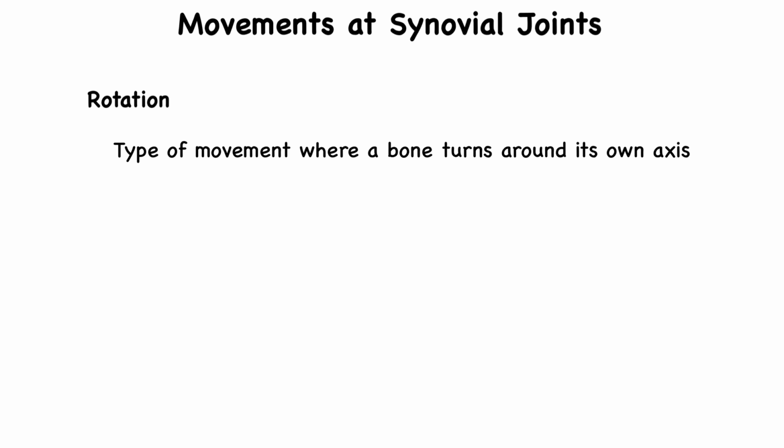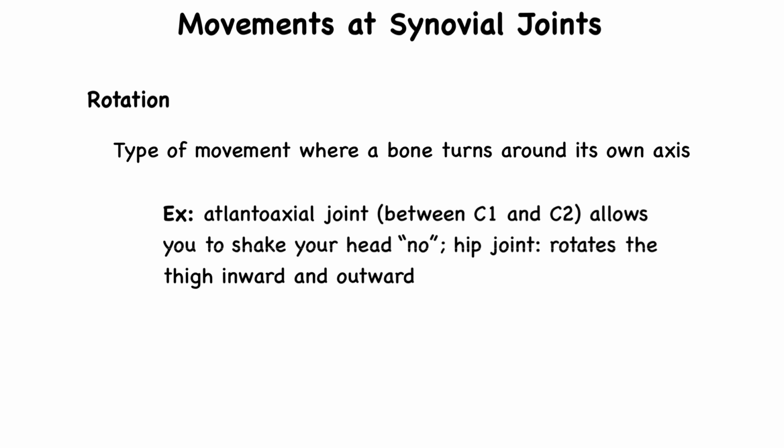Rotation is a type of movement where a bone turns around on its own axis. Unlike flexion or adduction, rotation does not move a body part away from or toward the midline. Instead, it twists around a central axis. Pivot and ball and socket joints can do this movement. So an example of this is the atlantoaxial joint, where you can shake your head no, or the hip joint, where we can rotate the thigh inward and outward.